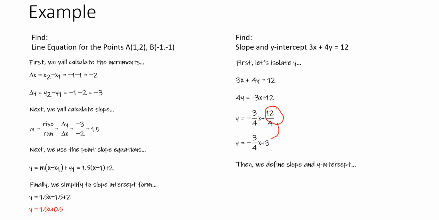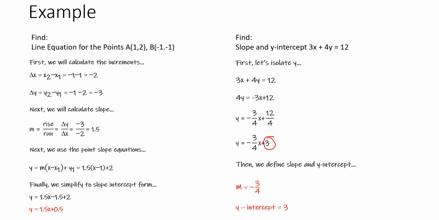And then all we have to do is define slope and y-intercept, and that's very simple. Of course, the slope of this line is going to be negative 3 over 4, because whatever's multiplied by this x out in front is m, the slope, if the equation is in this form. So m is just equal to negative 3 over 4. And then the y-intercept is very simply this guy at the end right here, positive 3.